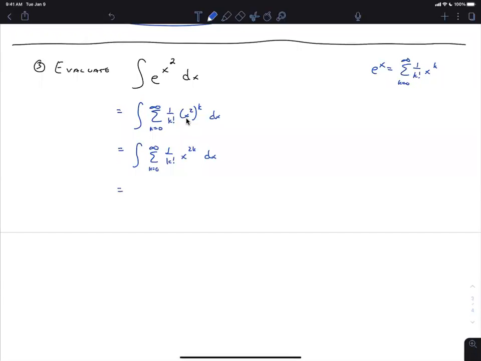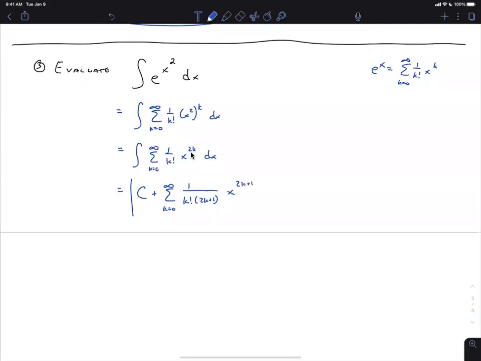And then we learned last week that this is actually easy to do. You just do the power rule on this. So you do what's called term by term anti-differentiation, and you add 1 to the power. Well, 2k plus 1 is just 2k plus 1, not like 3k or anything. And so we get a constant plus the sum k equals 0 to infinity of 1 over k factorial times 2k plus 1 times x to the 2k plus 1.